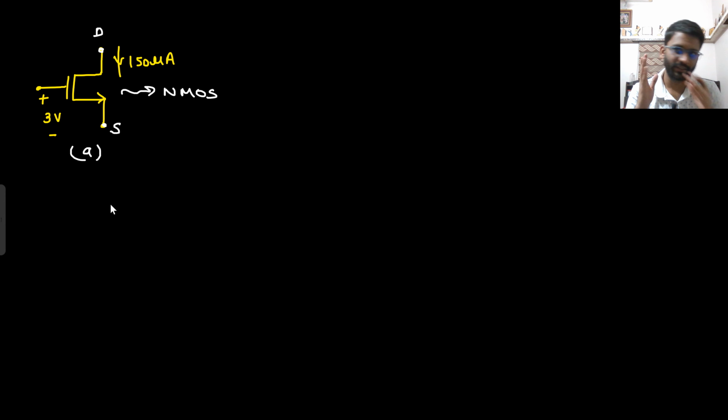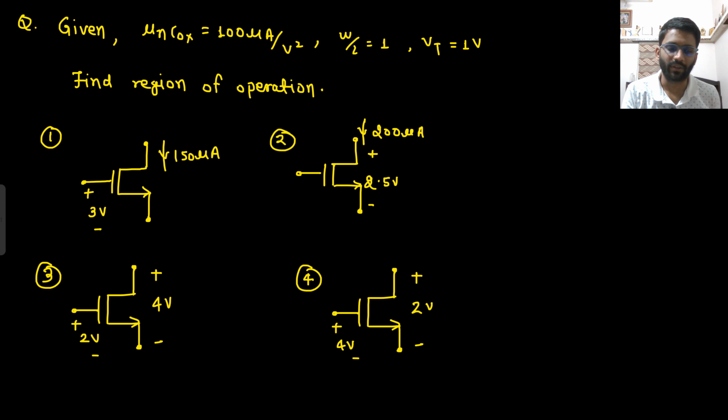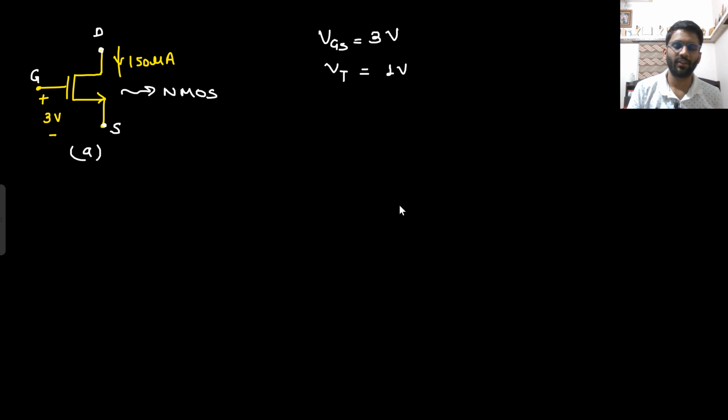First thing I saw that this is NMOS. Second thing I saw that the current is going from up to down, that means drain to source. And this certainly has to be the gate. What is the VGS value here? 3 volt. VT value must be given in the question, that is 1 volt. Let me recheck. 1 volt. Any other information you have? You have the current ID that is given, 150 microampere. So this is all the information you have.